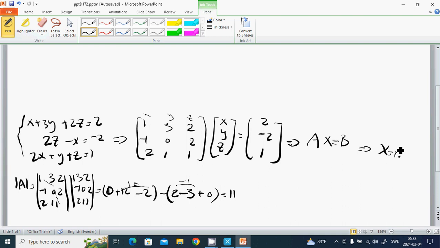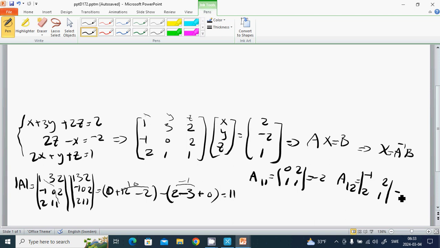Here X is A inverse B. A11: cover this, it is that one, 0 times 1 minus 2 times 1 is minus 2. And A12 equals this one, minus 1, 2, 2, 1: minus 1 minus 4, minus 5.